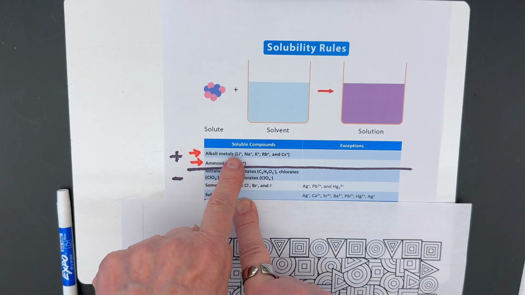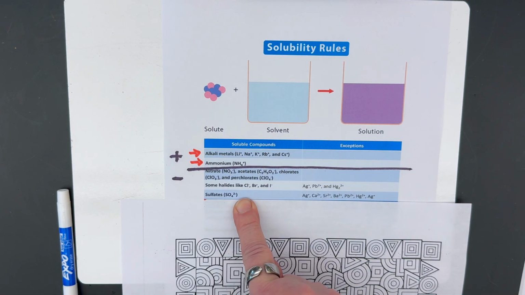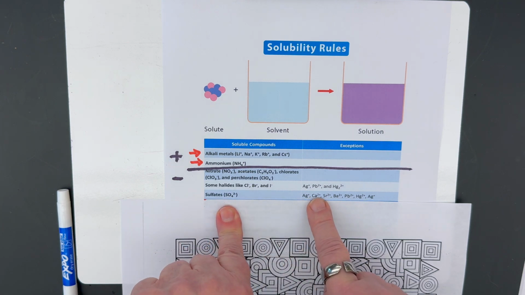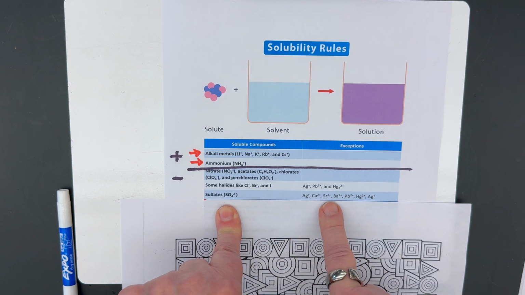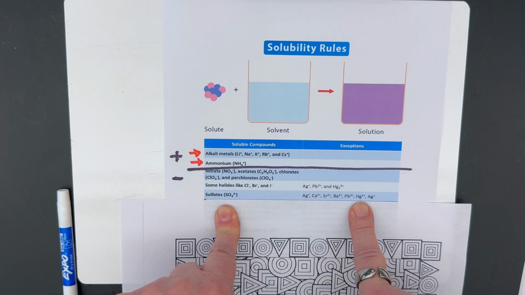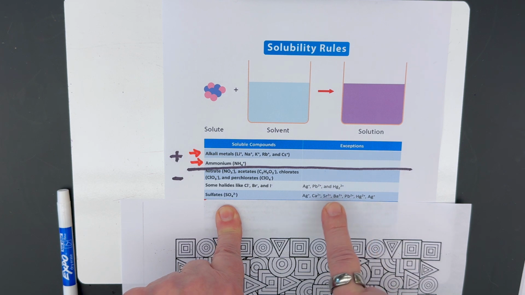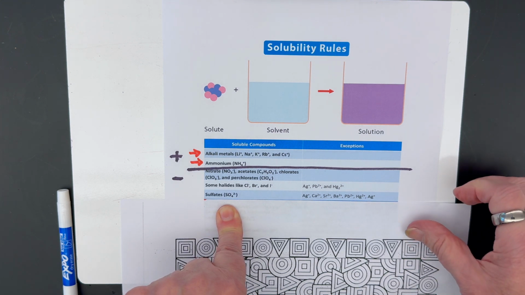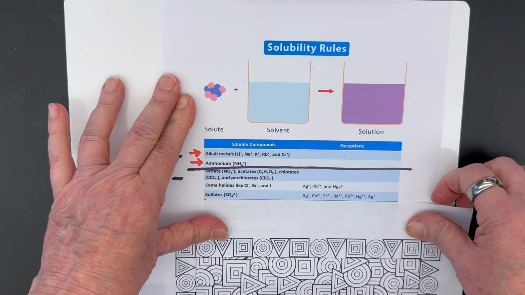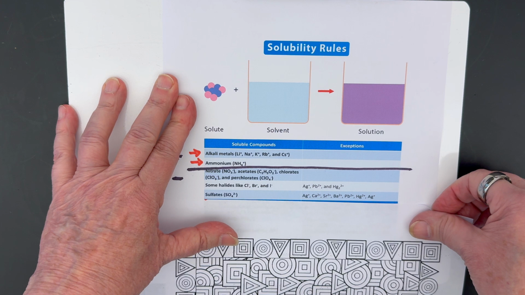Sulfates. If it's with any of these, it's definitely soluble. But if it's with any of these, it's not soluble. I don't know why they have silver twice. With a sulfate, you need to check your front ion. So if it's something like calcium sulfate, it is considered to be not soluble. So very, very little of it will dissolve. It will pretty much fall to the bottom of your container.